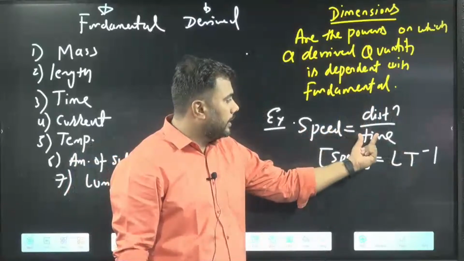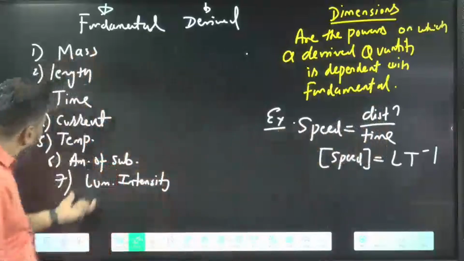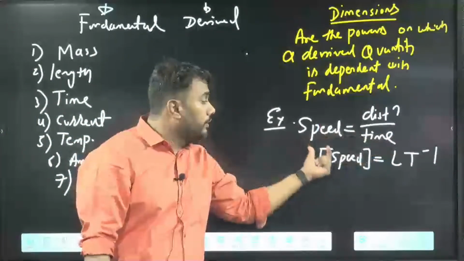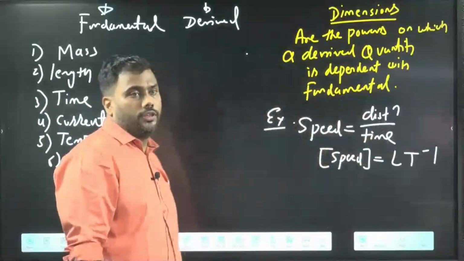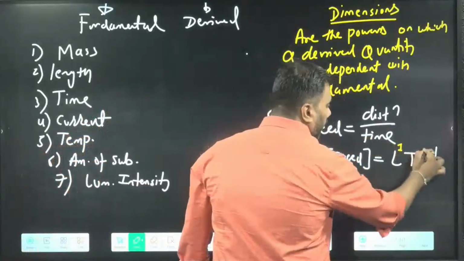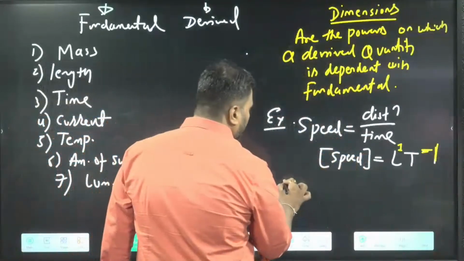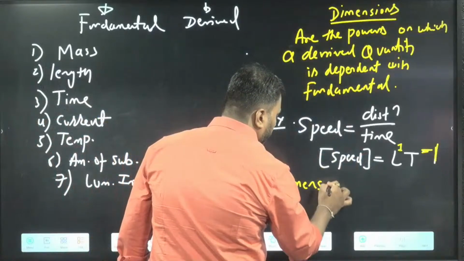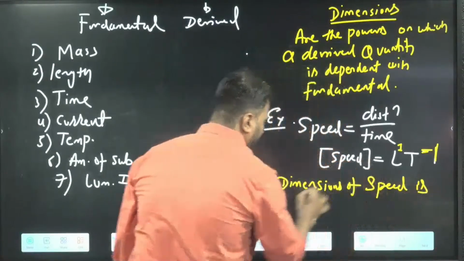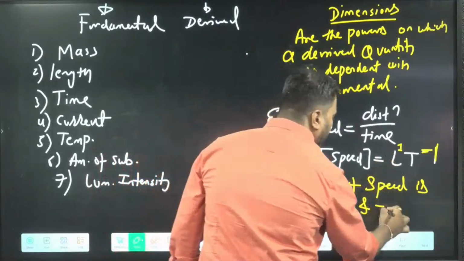Speed is dependent on distance and time. It is proportional to distance and inversely proportional to time. So speed is dependent on our fundamental physical quantities, and the powers of the fundamental physical quantities on which speed is dependent are called dimensions. Here, the power of length is 1 and the power of time is -1. These show the dimensions of speed. We will say the dimensions of speed are 1 in length and -1 in time.